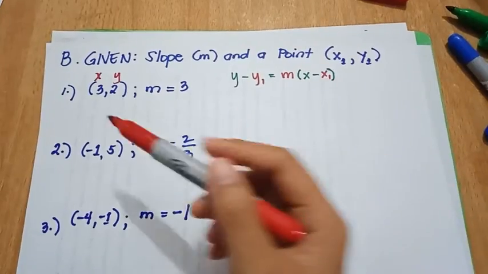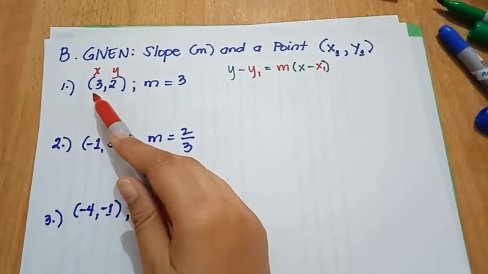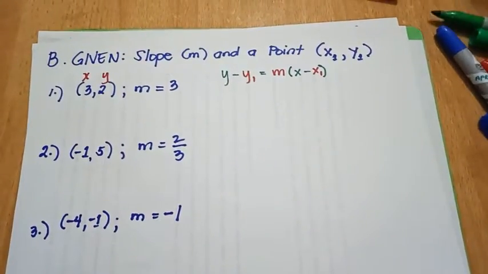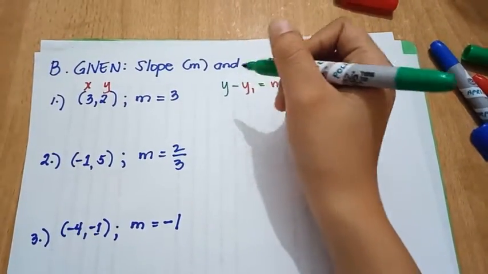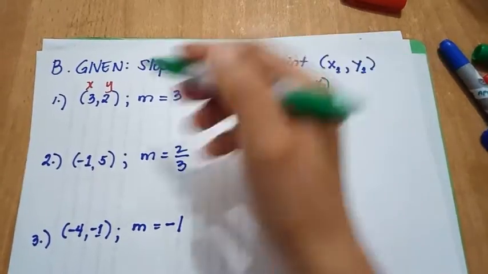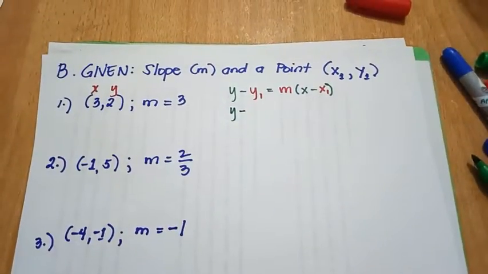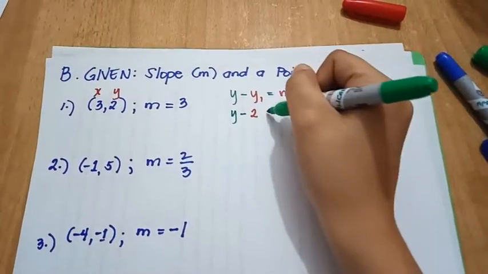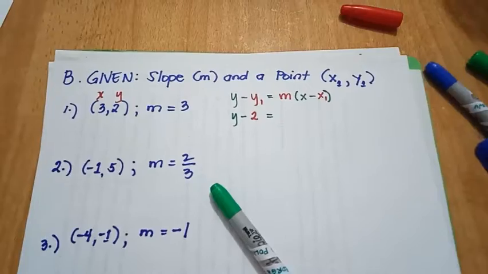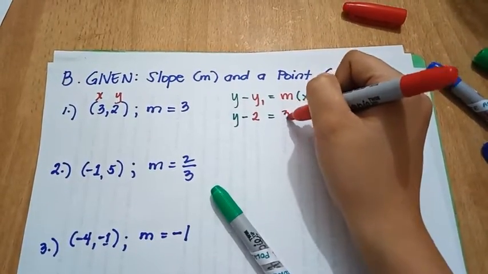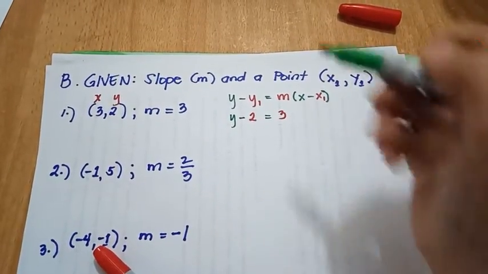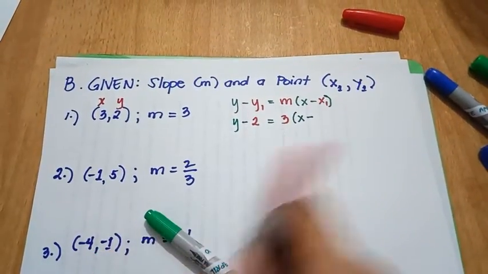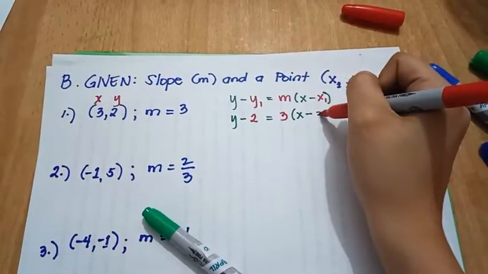Okay, so for our given, the coordinates (3, 2) and the slope 3, substituting to our formula, y minus y sub 1, y sub 1 is 2. So let us write 2 equals, our slope m is 3, so replace m with 3, times x minus our x sub 1 is 3, so replace it with 3.